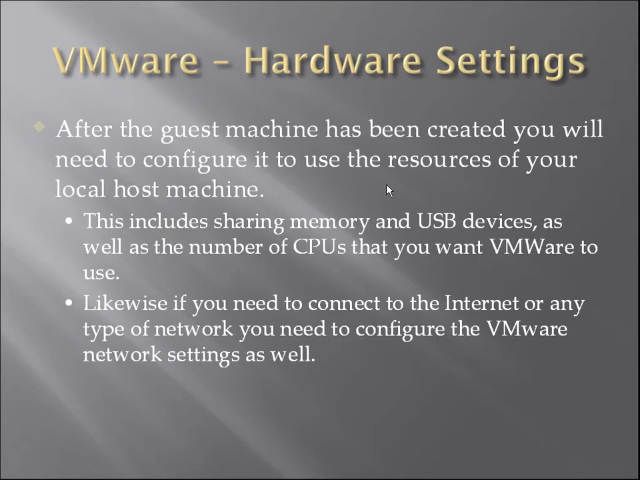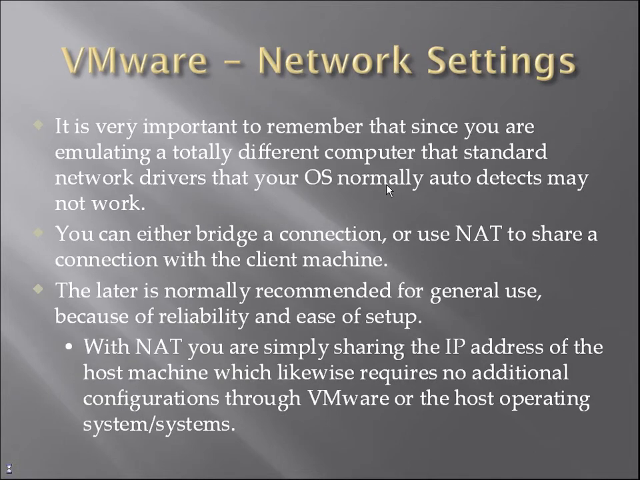And of course, if you run a multi-core machine, make sure it's able to see all the cores in your machine, or just one core if you want it to see one core. Likewise, if you need to connect to the internet or any other type of network, you also need to configure the VMware network settings, which has already been done to work within the little intranet on my laptop itself.